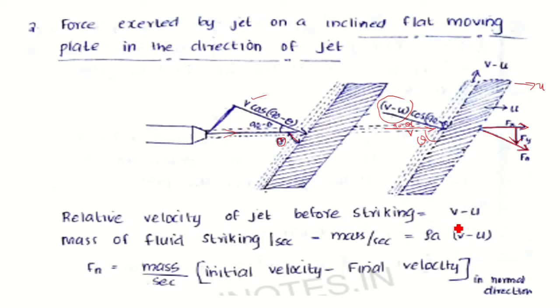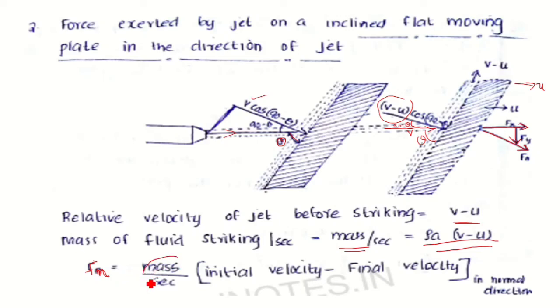So the relative velocity of the jet before striking the plate is v minus u. The mass of fluid striking per second is rho a into v minus u. We are considering the mass of water striking the plate, and since the water strikes the plate at a relative velocity, we take it as rho a into v minus u. In order to find the normal component of force, first of all we are finding the normal component F of n, the normal component of force acting on the plate.